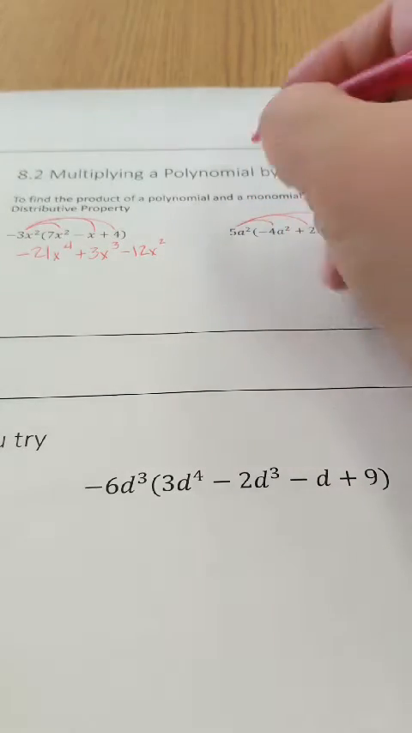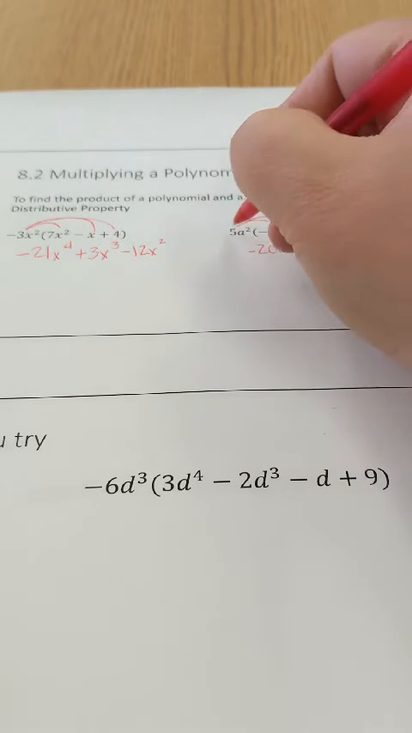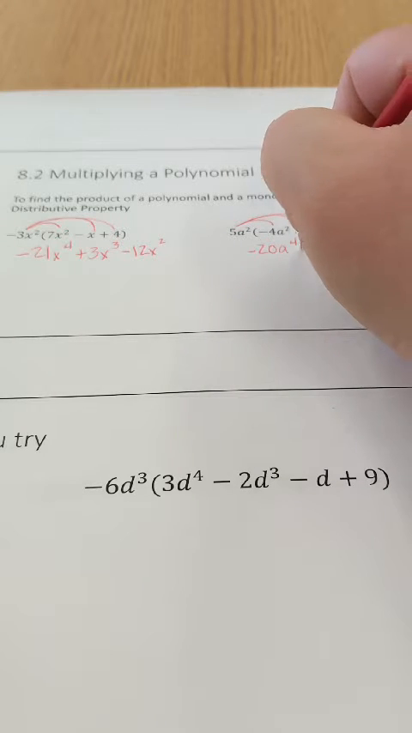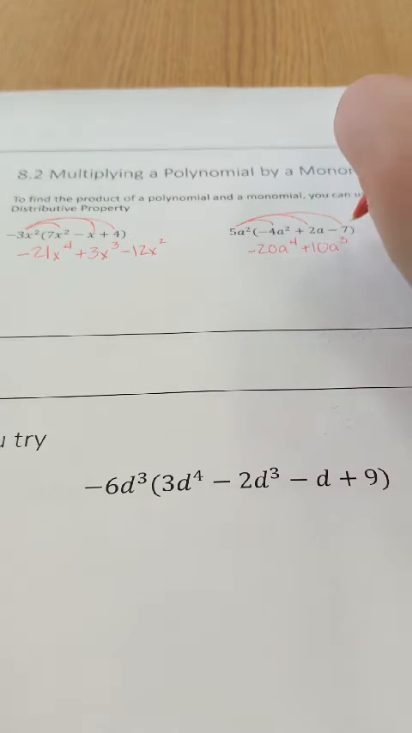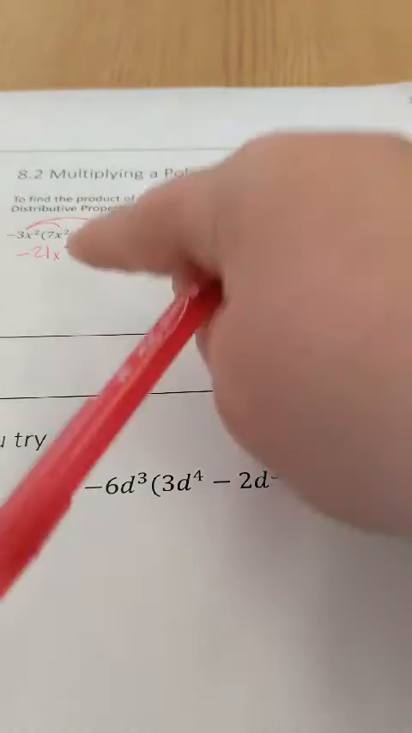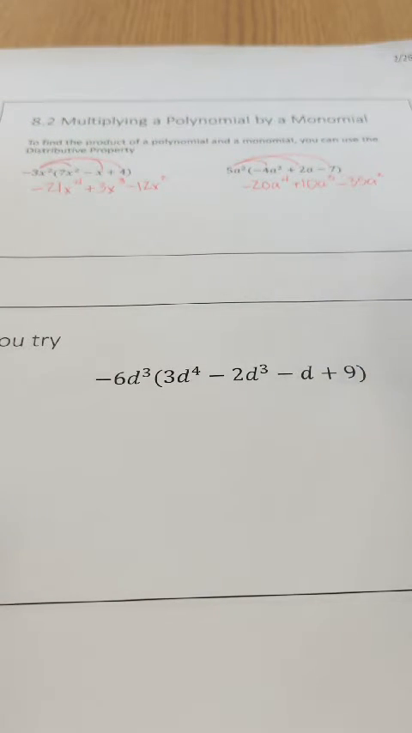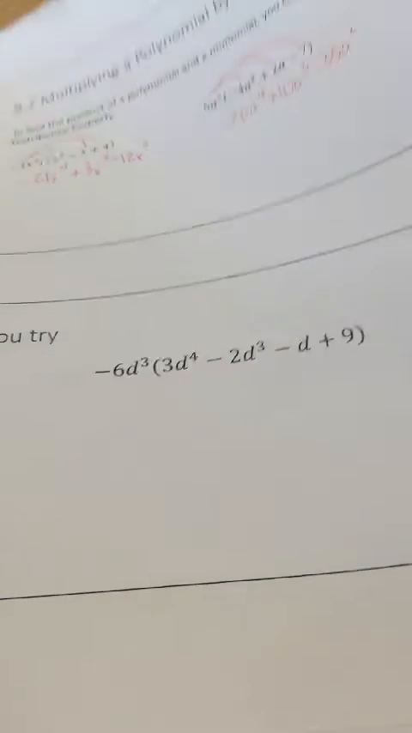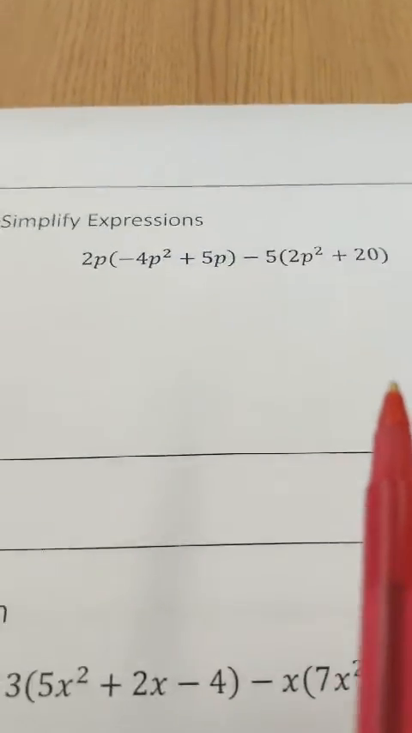So 5 times negative 4 is negative 20, a to the fourth. Then 5 times 2 is positive 10, a to the third. And then 5 times 7 is negative 35, a to the second. Very similar. Okay, so then if you'd like to try that one, go ahead. Okay, so then we're going to talk about simplifying expressions.